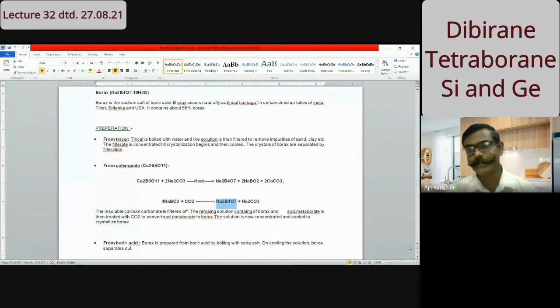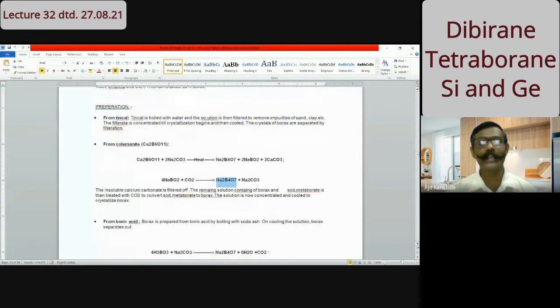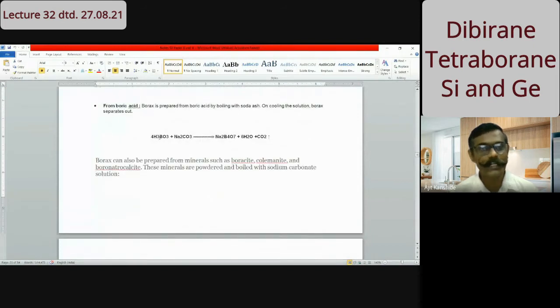This is one method. The second method is from boric acid. Boric acid reacts with sodium carbonate. Though boric acid has 3 hydrogens, it is a weak acid, because the strength of an acid doesn't depend on the number of hydrogens, it depends upon the ability of that compound to furnish hydrogens. Boric acid reacts with sodium carbonate to form borax, water and CO2. CO2 gas will be released.